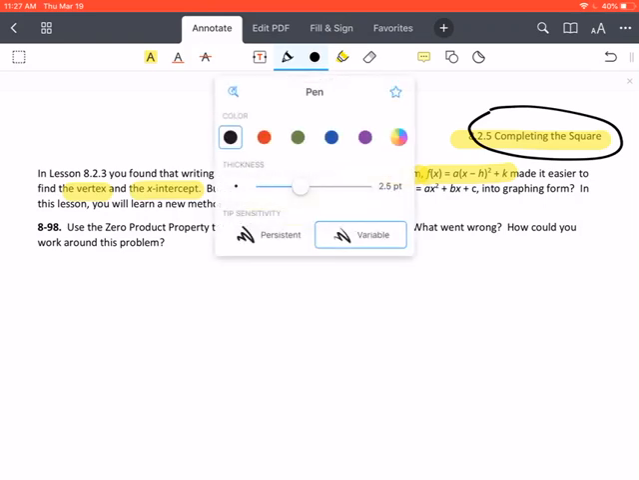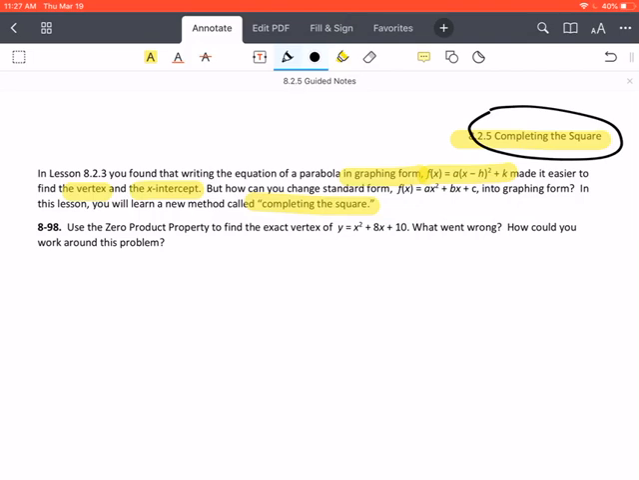Let me change my pen width here. Didn't realize it was so thick. And here we go. Our warm-up says use the zero product property to find the exact vertex of y equals x squared plus 8x plus 10. So go ahead and write that equation down. And we want to note that this is in standard form.